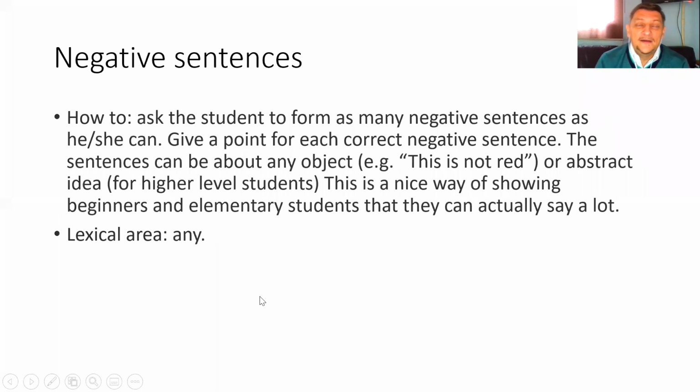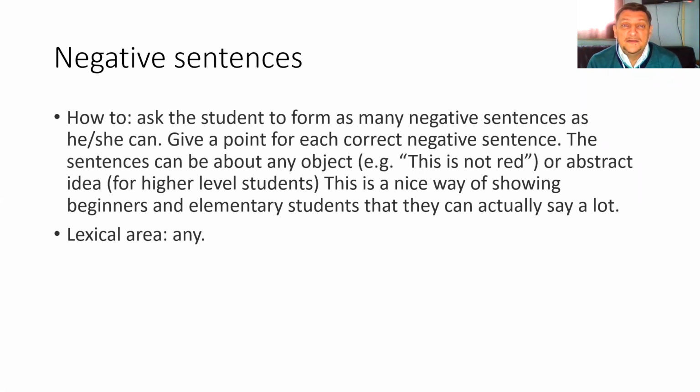Okay. The next one is the negative sentence game, and it also works really well with low-level students, and that's how you play it. You ask the student to form as many negative sentences as he or she can, and the same as with the previous game, you give a point for each correct negative sentence. And the sentences can be about any object. So basically, with this game, even with very, very low-level students, you can practice descriptive skills, you can practice adjectives, you can practice nouns, you can practice basically anything, any lexical area.